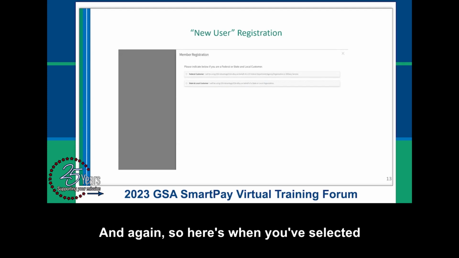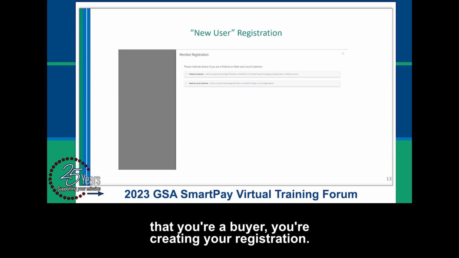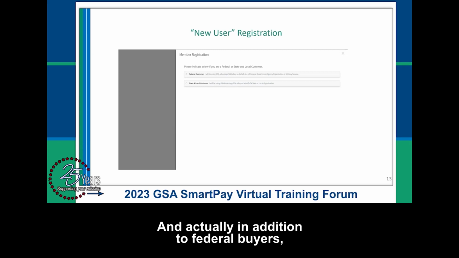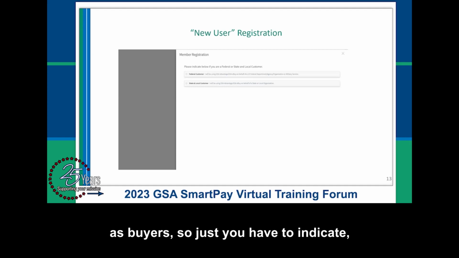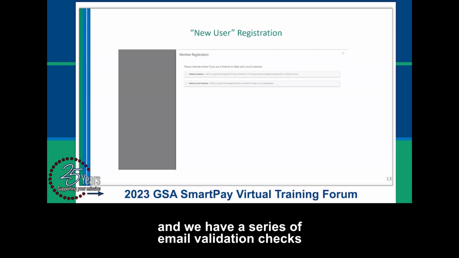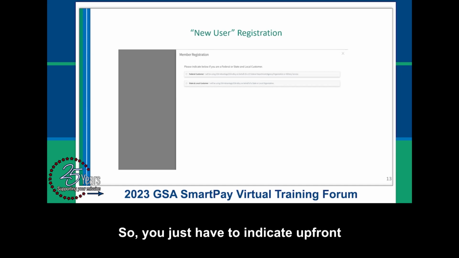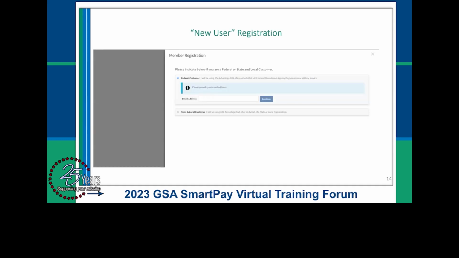Here, when you've selected that you're a buyer, you're creating your registration. In addition to federal buyers, state and local organizations can be registered into eBuy as buyers. So you have to indicate, and we have a series of email validation checks to make sure that it's a valid government email or valid state and local government email address. So you just have to indicate upfront which type of user you are.